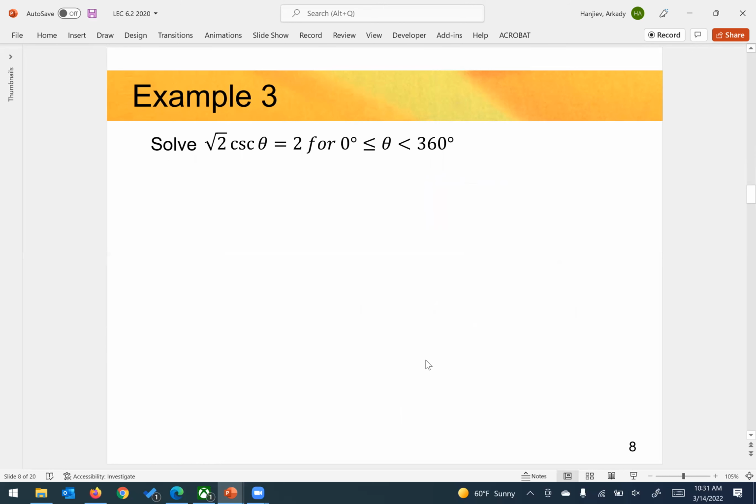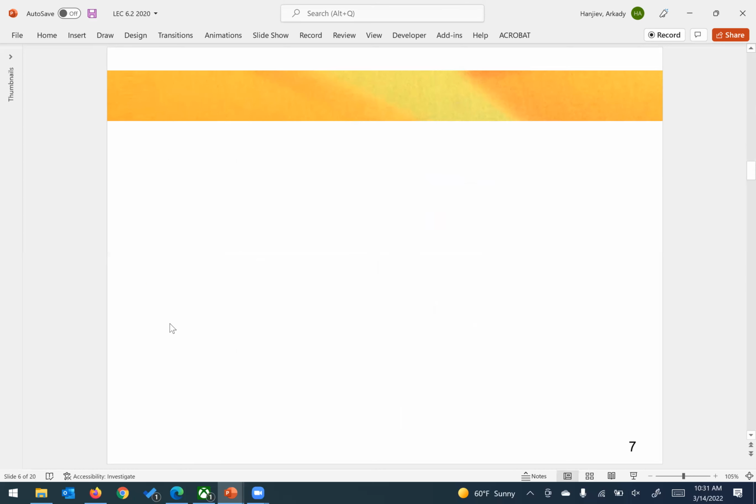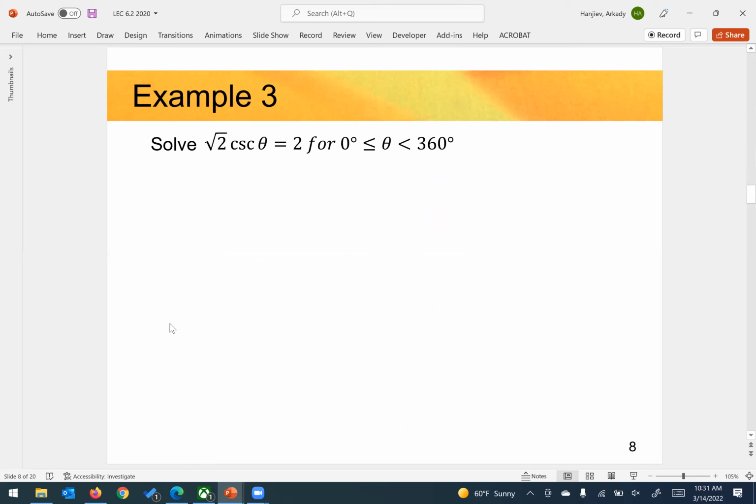Next one. Sorry, let me go back. All right, so this one will be clearing denominators now. We're going to have fractions on our hands. And how do we deal with fractions here?